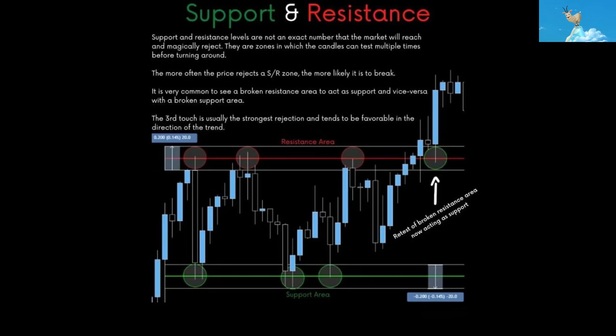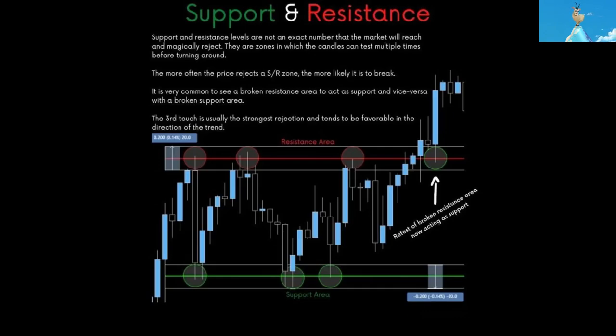reject. They are zones in which the candles can test multiple times before turning around. The more often the price rejects a support and resistance zone, the more likely it is to break. It is very common to see a broken resistance area act as support and vice versa with the broken support area. The third touch is usually the strongest rejection and tends to be favorable in the direction of the trend. All right, now let's break that down.